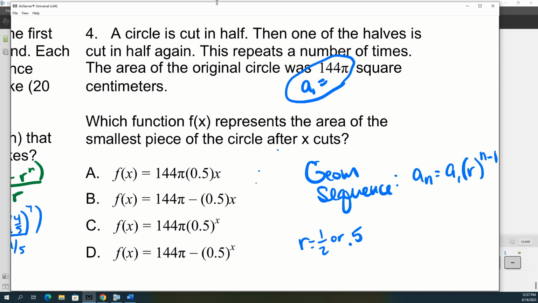So none of them look exactly like the formula, but which one looks the most like the formula? Which choice? It's definitely C. So these two have subtraction in between the first term and the thing, and so that's not going to work. And then this one is multiplied by x instead of raised to the power. So C is going to be the answer.